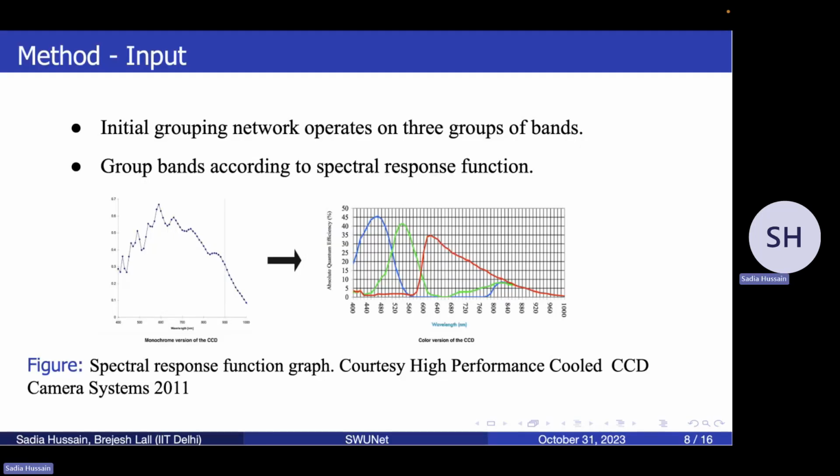So the input to our work is based on three groups of bands rather than giving a full set. Our groups of bands are divided on the basis of spectral response function. On your left, we see a monochrome version of the charge-coupled device, which disperses in the color version when the spectral response of the correlated bands is considered. These bands are grouped on the basis of common spectral response function.